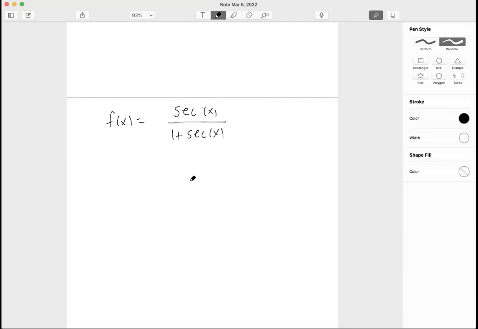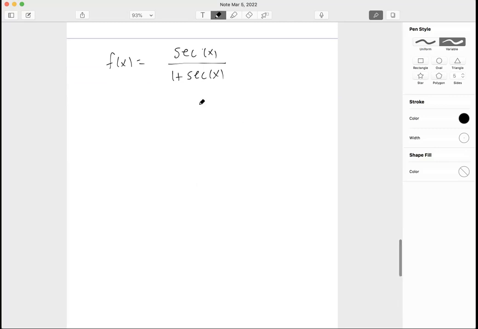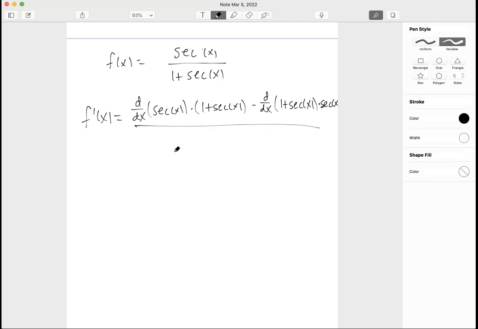So again, I cannot cancel secants, right? Secant is not a common factor in the denominator, so that's not allowed. So let's use the quotient rule. So the derivative of secant times the denominator 1 plus secant minus the derivative of the denominator times the numerator, all divided by the denominator squared. Okay, so just do it. The derivative of secant is secant tangent.